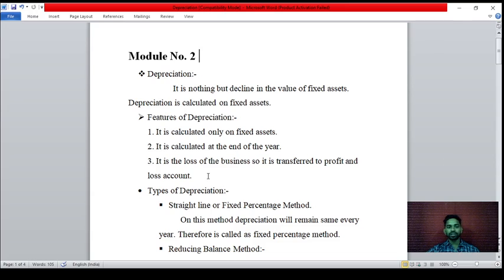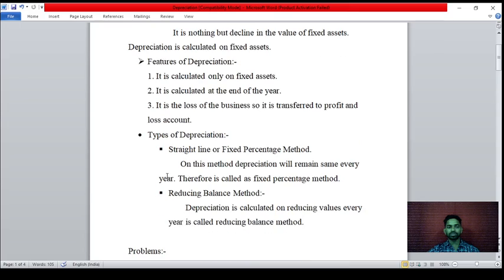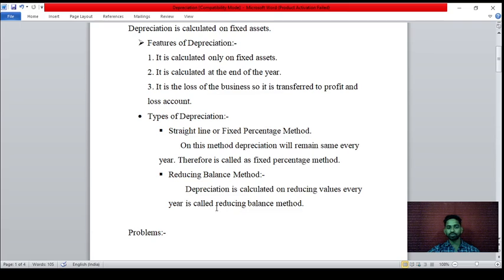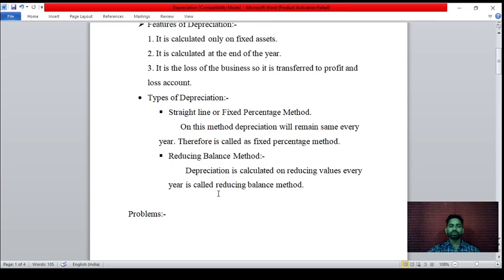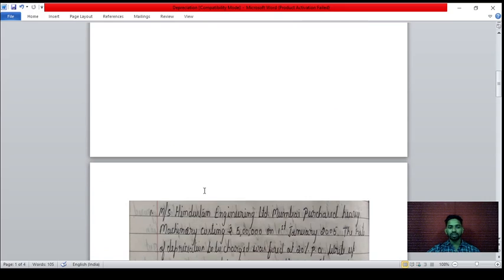There are two types of depreciation, which are the straight line method or the fixed percentage method, and the second is the reducing balance method. In the last class we solved the problem on the straight line method as well as the fixed percentage method. Now we will see what the reducing balance method means. Reducing balance method means that on whatever the reduced value is, again we have to calculate, so again we have to reduce the value for the next year from that. This is the reducing value method.